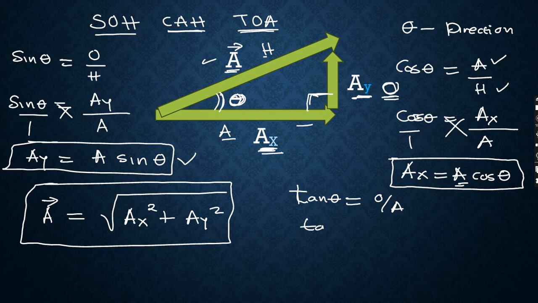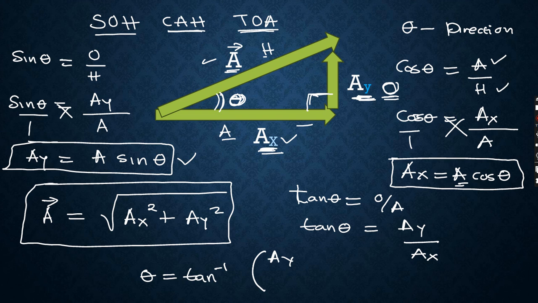So our tan theta is equal to our opposite, which is our y component, over our adjacent, which is our x component. Now, to solve for theta, we say theta is equal to tan inverse. Instead of dividing, we don't divide when we are dealing with the trig ratios. We just say tan inverse of y component over x component.